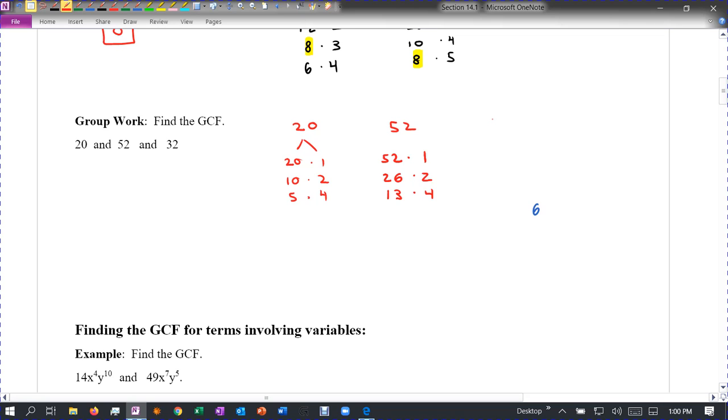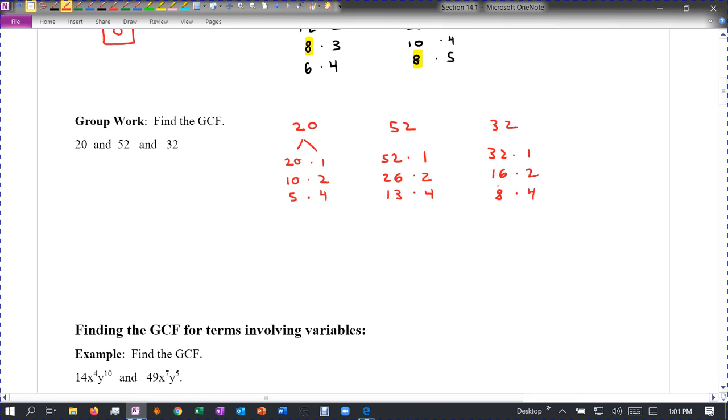So let's get the factors of 32. 32 and 1, 16 and 2, 3 doesn't go in there, 4 and 8, okay, and 5 and 6 doesn't, okay, so that's it.